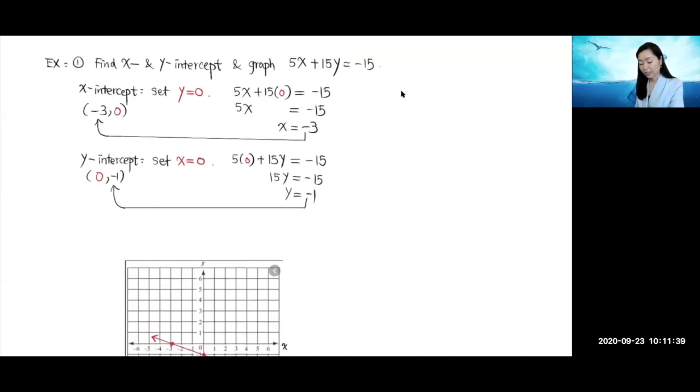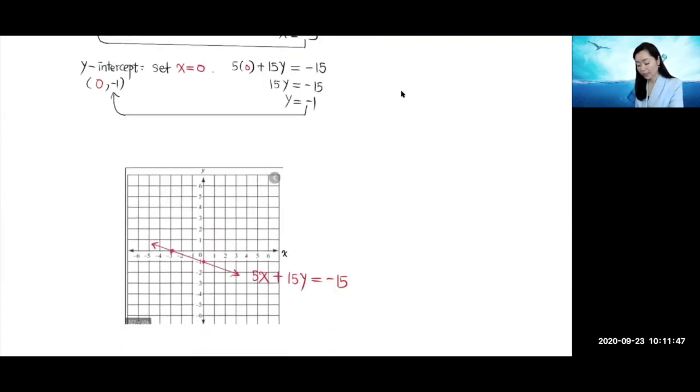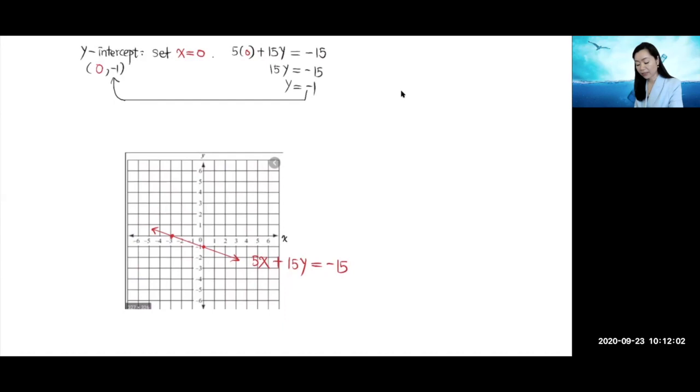Okay. So we got the x-intercept and also the y-intercept. So we plug it over here. X-intercept here, y-intercept over here, and then we graph this straight line. So that's the graph for this equation. On the website, the way to graph it, you choose this line tool, click on one of the points, and you double click on the other one, then the line will appear.